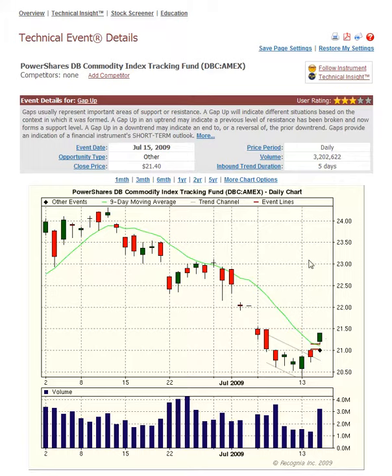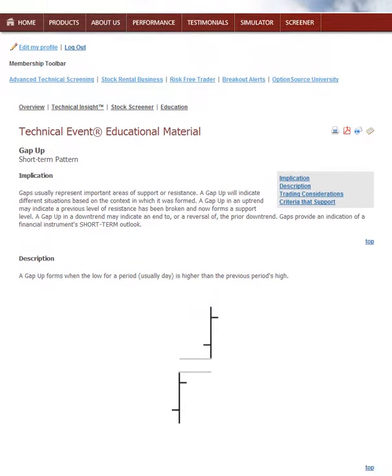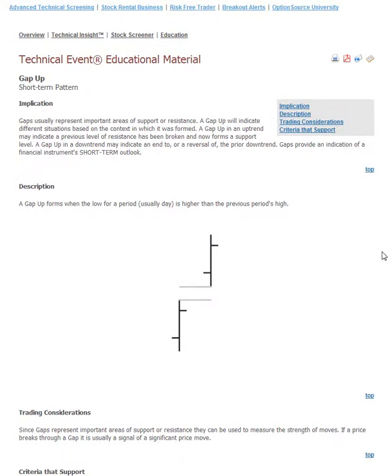The last element I want to show you, which is a really cool element about all of this, is that if you want on-demand education about this gap, where this illustration was not enough and you wanted a deeper understanding, all you have to do is click to an additional module. Here's our OptionSource.net software room. I'm going to scroll down and show you that this signal immediately gives you more feedback on what gaps are.